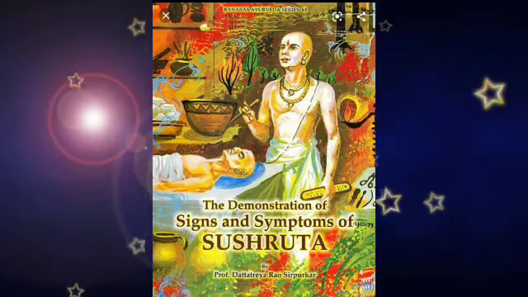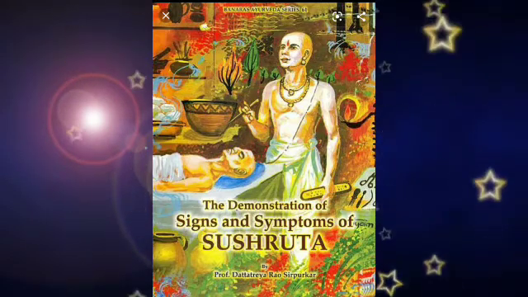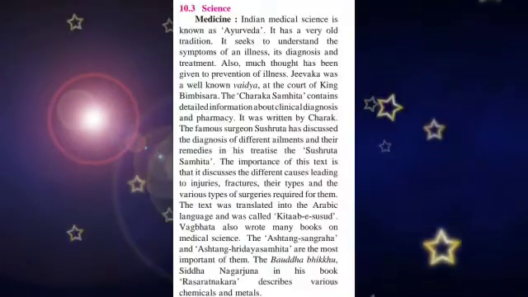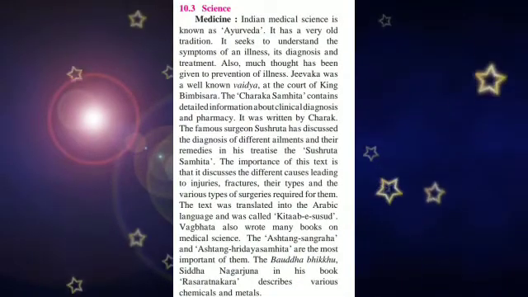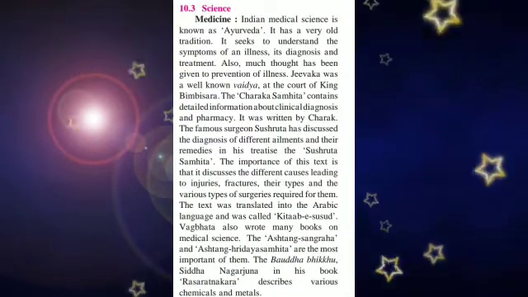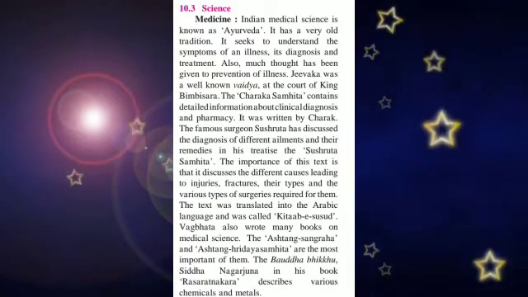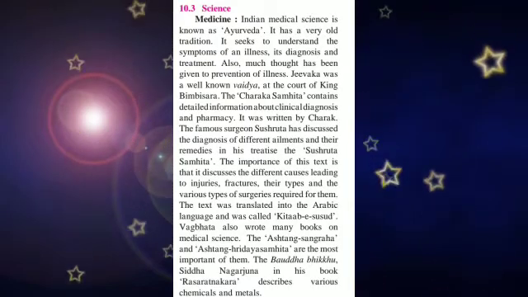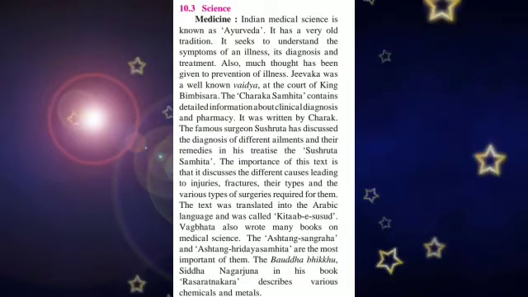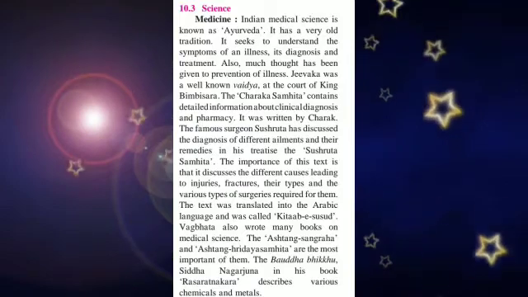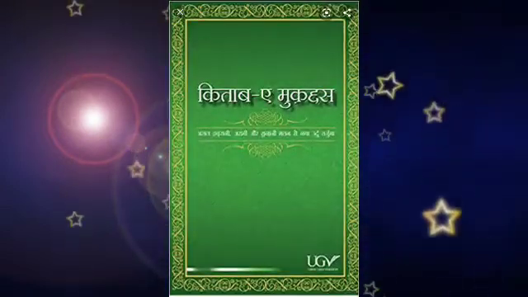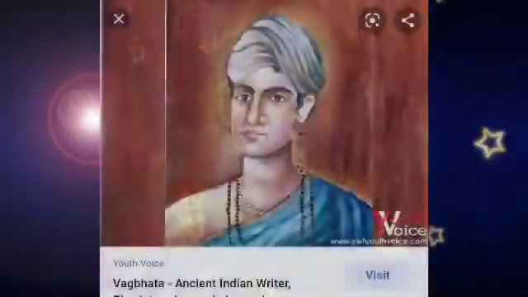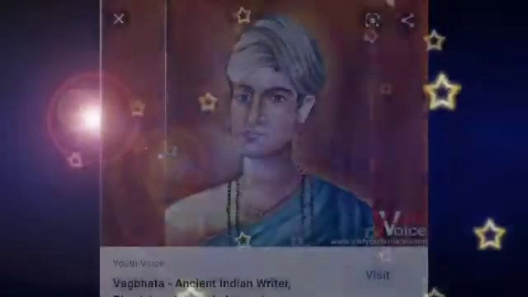The importance of this text is that it discusses the different causes leading to injuries, fractures, their types, and the various types of surgeries required for them. The text was translated into the Arabic language. That text which was written by him was transferred into another language, Arabic, and was called Kitab-e-Susud.